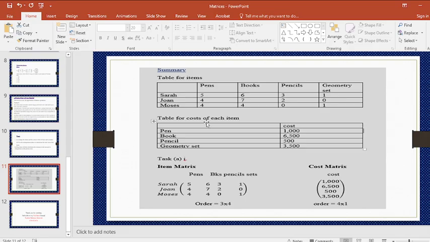What about the table of the costs for each item? What are the items we have? We have a pen, we have a book, we have a pencil, and a geometry set. And their costs are given. That is per item. A pen costs 1,000. A book costs 6,500. And the pencil costs 500. What about the geometry set? 3,500. That is a single item.